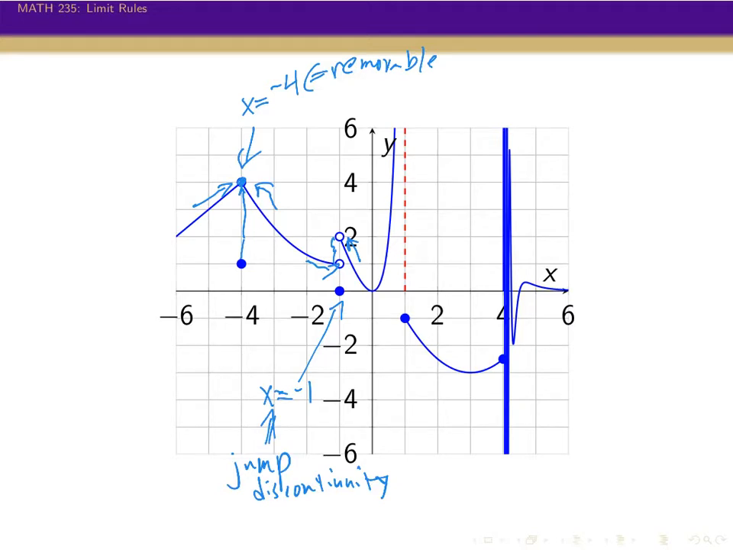Now for our next discontinuity, we're looking at what happens at x equals 1. On one side, as we look to the left, the function's shooting off to infinity, and we have an asymptote there. To the right, it's going towards the value minus 1. And so the asymptote here is the dead giveaway. When you have at least one side going off to positive or negative infinity, this is an infinite discontinuity.